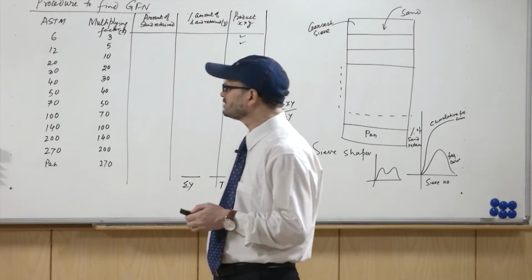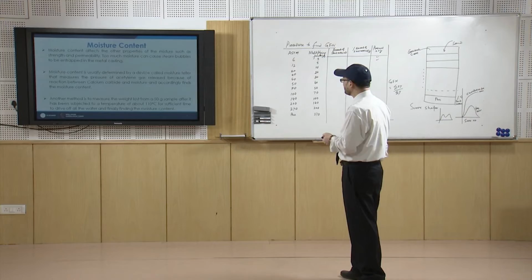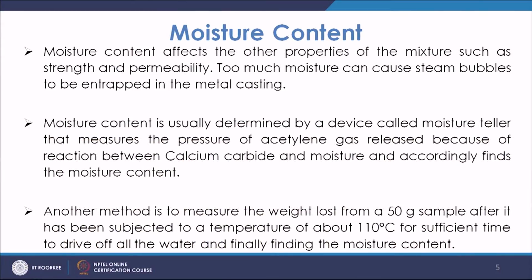So, what is done is, you have a sample of 50 gram and you subject that to 110 degrees C for sufficient time, so that all the moisture is driven off, and the difference in weight of the sample before and after the test can be used to find the moisture content of the sand. So, this way you can do the moisture testing.